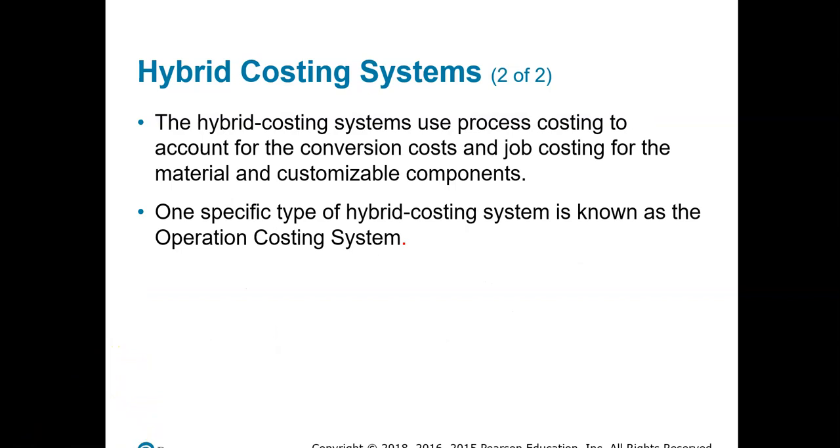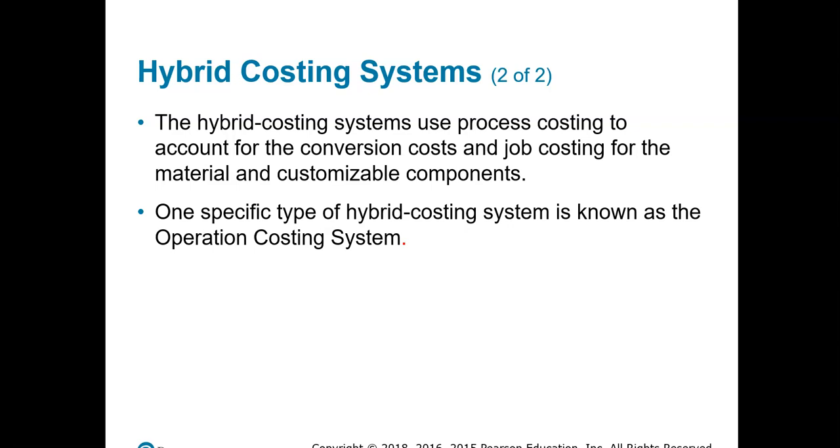Now, a hybrid system will use process costing to account for conversion costs and job costing to account for the material and customizable components. And that's typically what we see in a hybrid costing system. So anything that's customizable or where there's a difference in material, we will use job costing, and then for the conversion cost, we will use a process costing type of system.